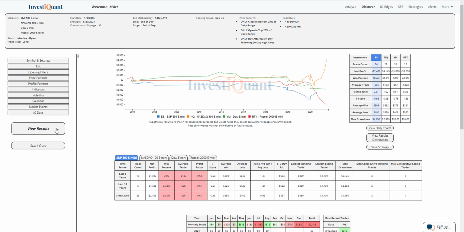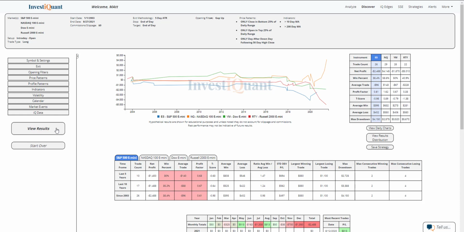The win rates on these are a little bit mixed, with two of them coming in fairly weak. The S&P and the Russell both have pretty weak win rates. S&P coming in at 38%, the Russell coming in at 41%. The NASDAQ is the strongest of the group at 59%, and the Dow is sitting at 50%.